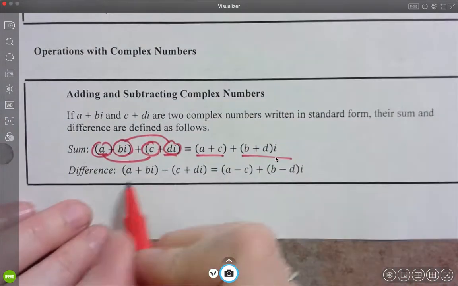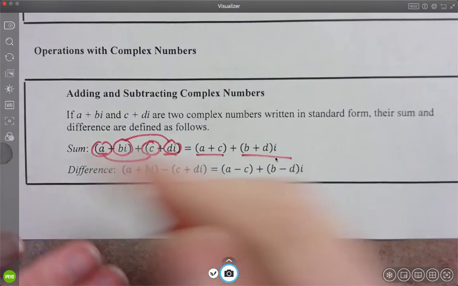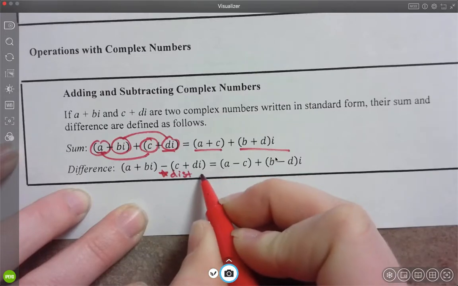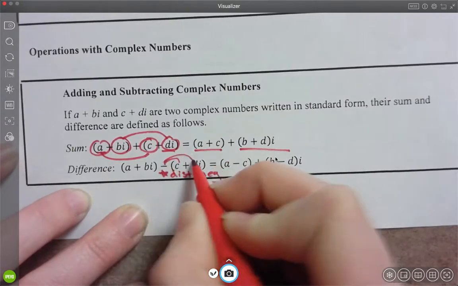Same thing with the difference if I'm subtracting. The one thing to make sure of is to distribute the negative. Distribute the negative: this has to go there and there. Okay, so let's go do some of this on the back side.